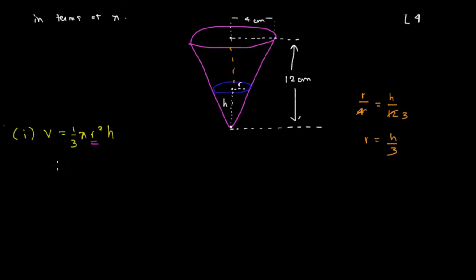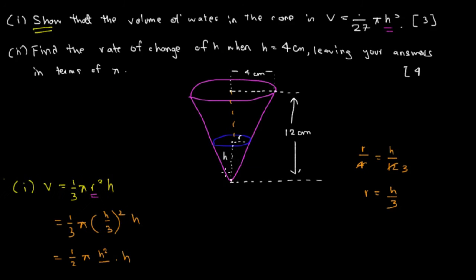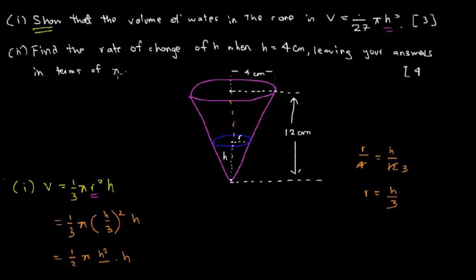So we get something like 1 over 3 pi, sub in the value of r, which is h over 3, whole squared, times h. Then with a bit of simplification, we get 1 over 3 pi h squared over 9 times h, which simplifies to give us 1 over 27 pi h cubed. And we have just proved the first question, and we have just earned ourselves 3 marks. It's just as simple as that. See, we have done the first part. 3 simple easy marks. So let's go on to the second part, shall we?